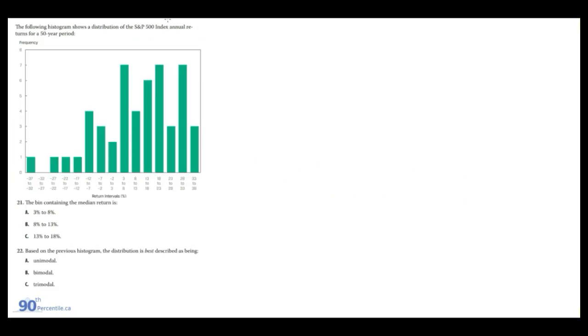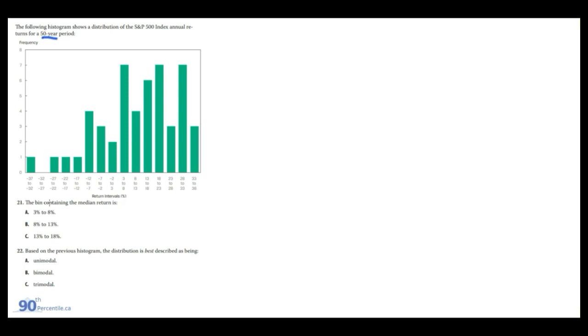21 and 22 are also combined. And we have a histogram here showing a distribution of the S&P 500 index annual returns for a 50-year period. That's important. So, we have a chart here. We have the frequency, which is how many times a return in this range occurred. So if you're looking at this, we have negative 37% to negative 32%. This happened once over a 50-year period. And it's the same across all these, the same logic across all the observations here.